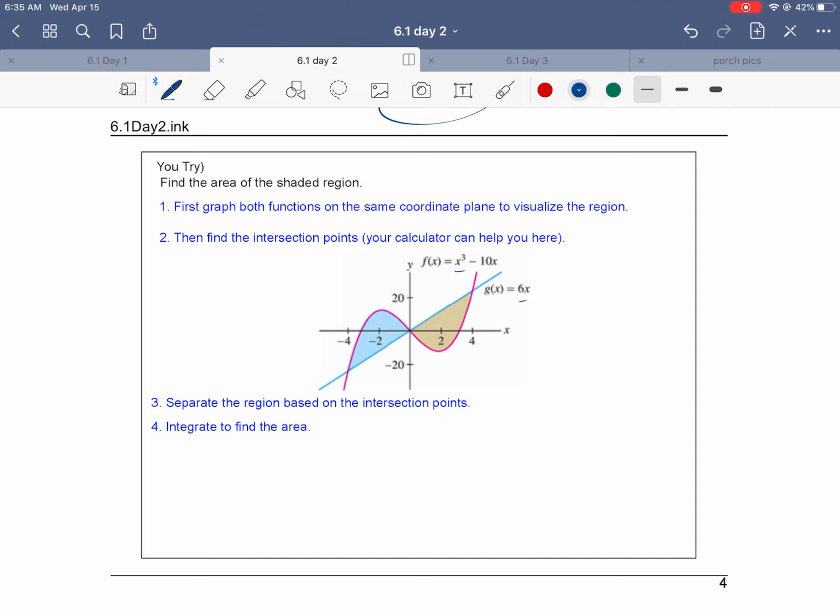Be cautious when you're identifying which curve is which. In this case, it's easier because we have an x cubed and we have a linear. But sometimes you'll have two x cubes and you have to figure out which one is which. The graphing calculator can help you, the order in which you type it in. Sometimes the labeling is not totally clear, so you have to look for different clues.